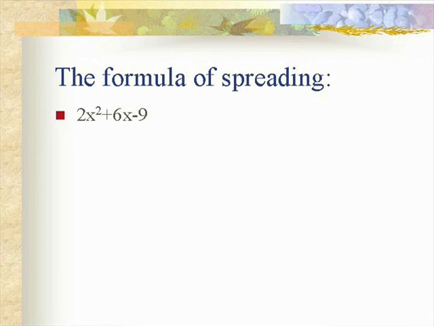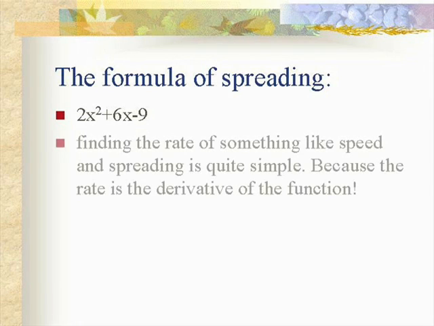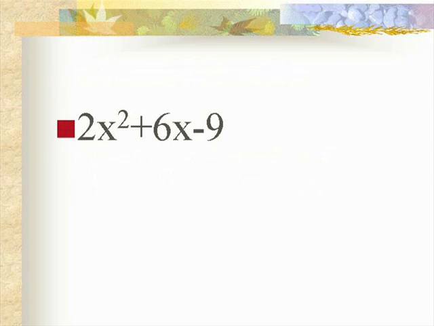Now that you know how to differentiate, let's solve their problem. The formula of the rate of spreading is given already: 2x squared plus 6x minus 9. Finding the rate of something like speed and spreading is quite simple, because the rate is the derivative of the function. So to find the rate of spreading given the function, just find its derivative.